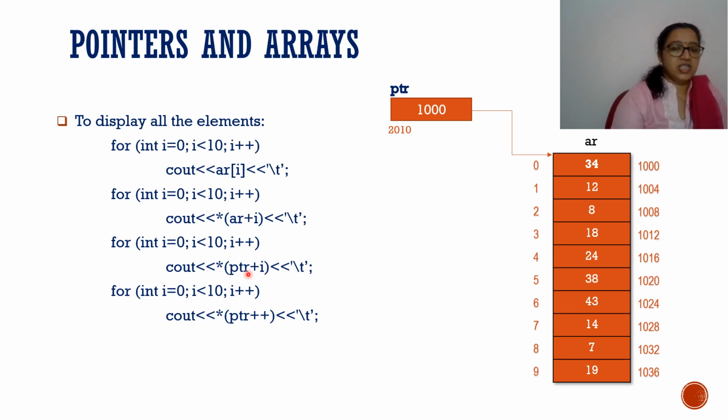But here we are not changing the PTR value. PTR is still 1000 itself. But just we are focusing on each cell. That is the difference between PTR + i and PTR++.